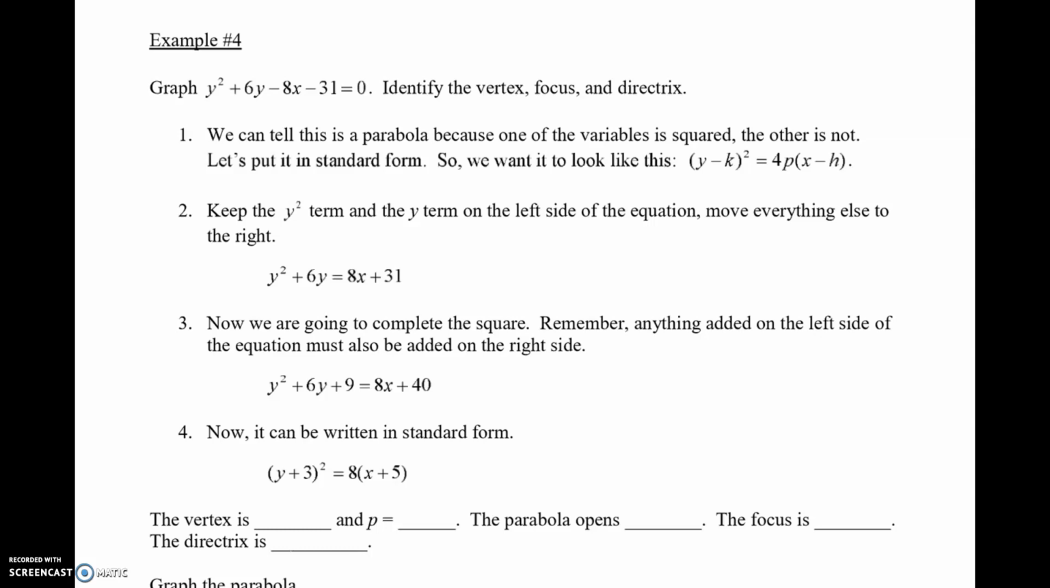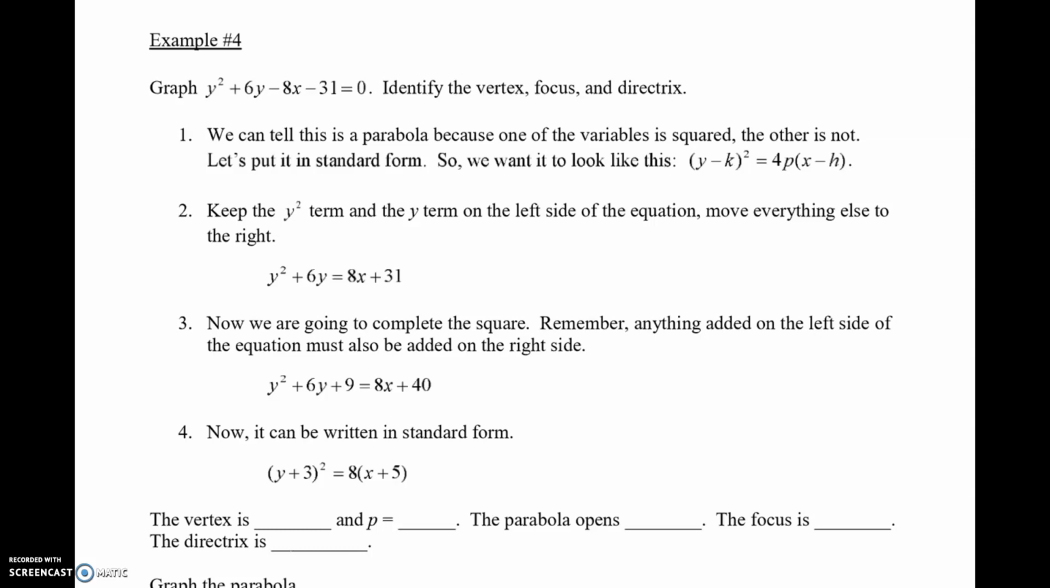All right, parabola notes, example 4. It asks us to graph this and identify the vertex, focus, and directrix. What I've done here is I've mapped out all the steps that you need to do. Just because there's no blanks to fill in, don't ignore this. This is exactly how you do this, okay?